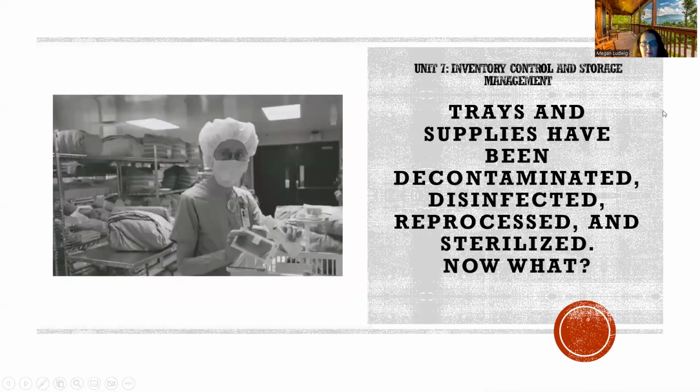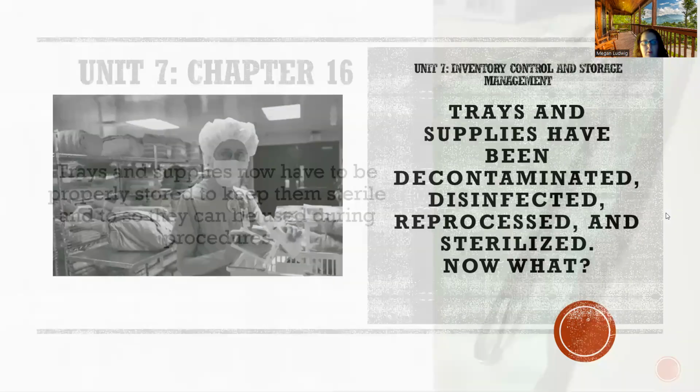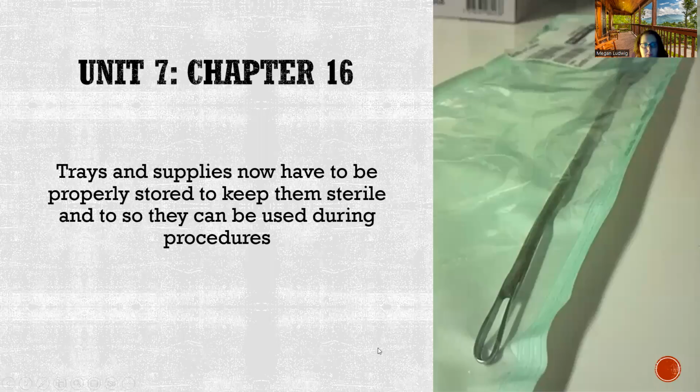All right, so here's our Unit 7 discussion. Inventory control and storage management, sorry, my face is in the way. So now that the trays have been decontaminated, we've disinfected, reprocessed, we've wrapped things and sterilized, now what happens? Now where does it go? Now that everything has gone through that whole process, you have to make sure that things are properly stored to keep them sterile. That's super important, to keep things sterile so they can actually be used. You did all that work so they can be used, right?